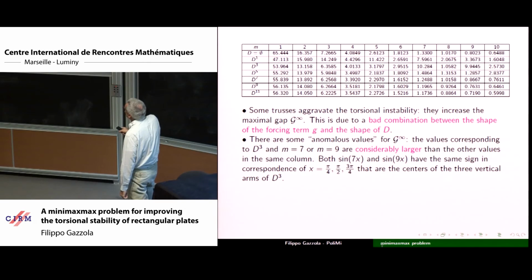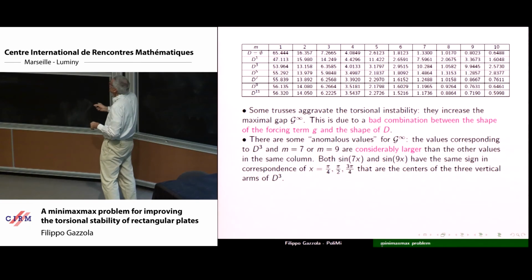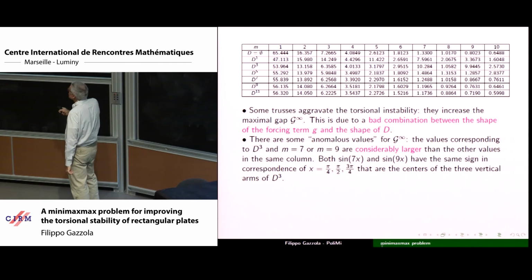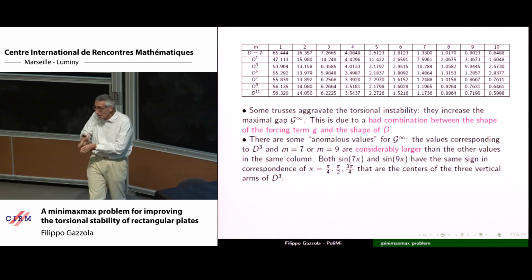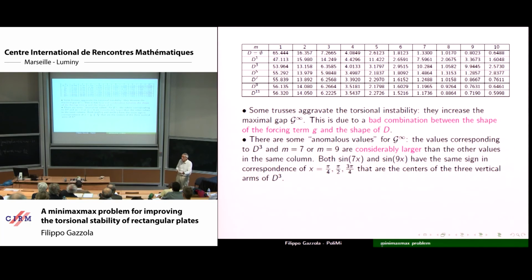This is D3. So D3 for m equals 7 and m equals 9, why are they larger? Because we take sine 7x and sine 9x, they have the same sign in correspondence of the vertical arms. So we are ruling out the contribution of the force in always having the same sign. So we get a worse performance.